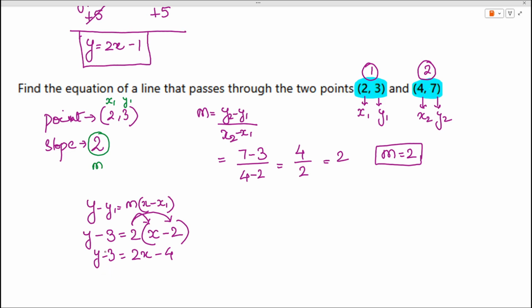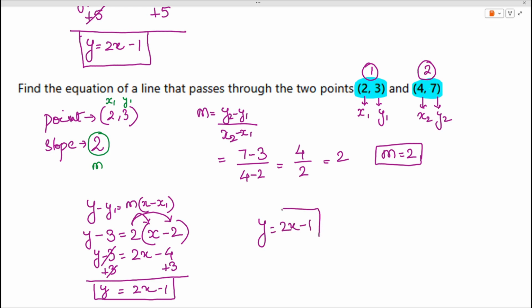And now to remove the negative 3 from here, we'll add positive 3 on both the sides. So we have y, negative 3 and positive 3 gets cancelled, and we have 2x, negative 4 and plus 3 is equal to negative 1. So our equation of the line is y equals 2x minus 1.